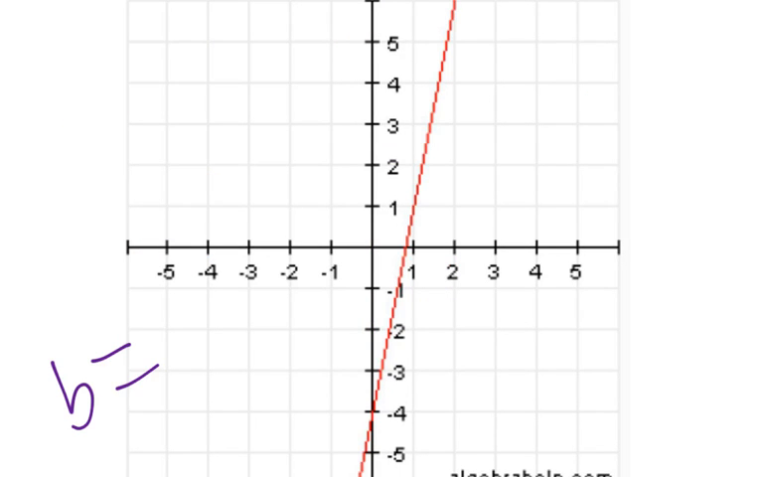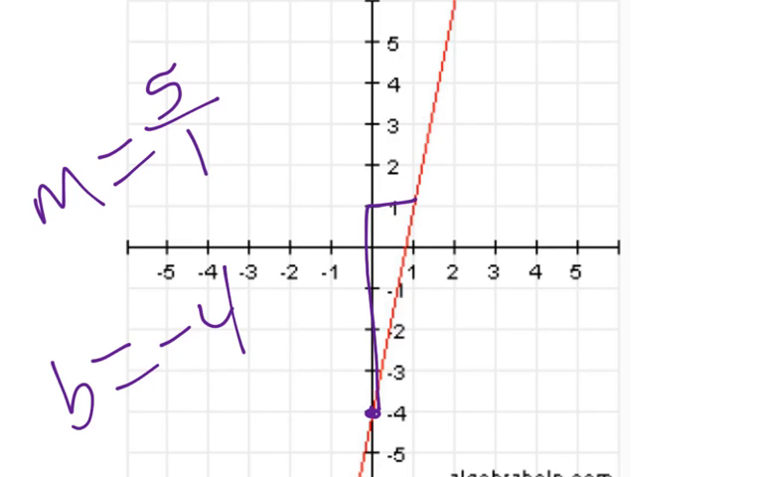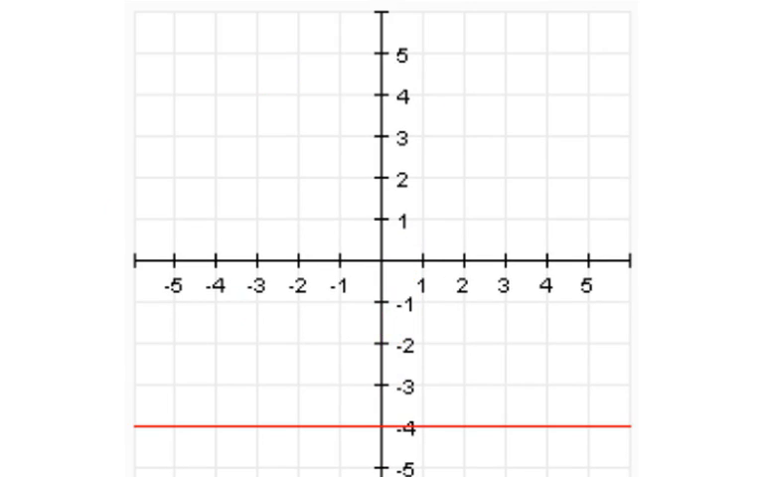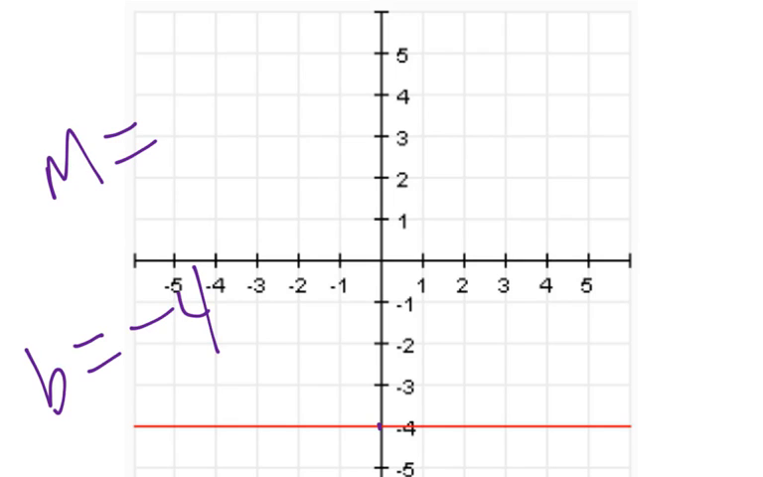Y-intercept on this one is right down here, so that's -4. Your slope for this one, you've got to go find another good point right here. My rise is 1, 2, 3, 4, 5. Over, my run is 1, so 5/1 is equal to 5. I have a slope of 5.